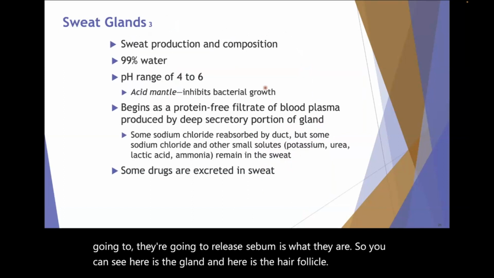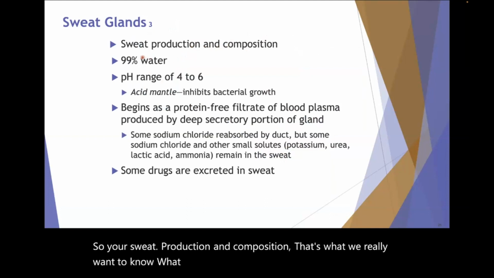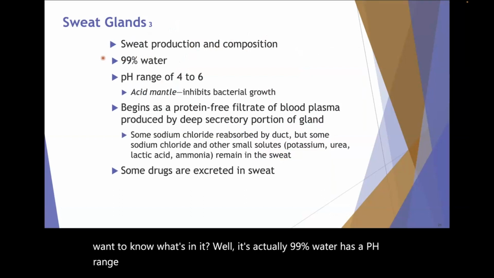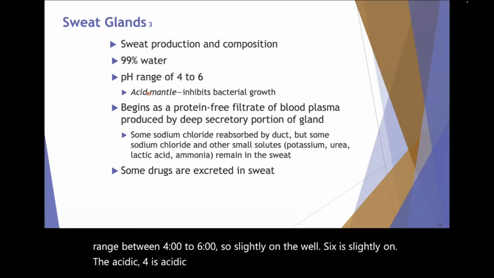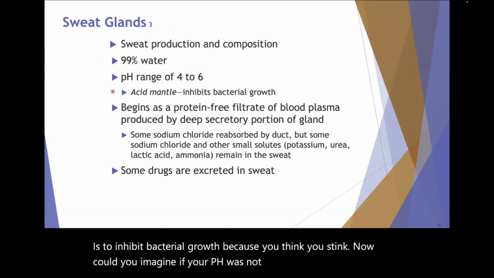Your sweat production and composition, that's what we really want to know. What's in it? Well, it's actually 99% water. It has a pH range between 4 and 6, so 6 is slightly acidic and 4 is acidic. The purpose of that acidic nature is to inhibit bacterial growth, because you think you stink now. Could you imagine if your pH was not acidic and it really let bacteria grow?